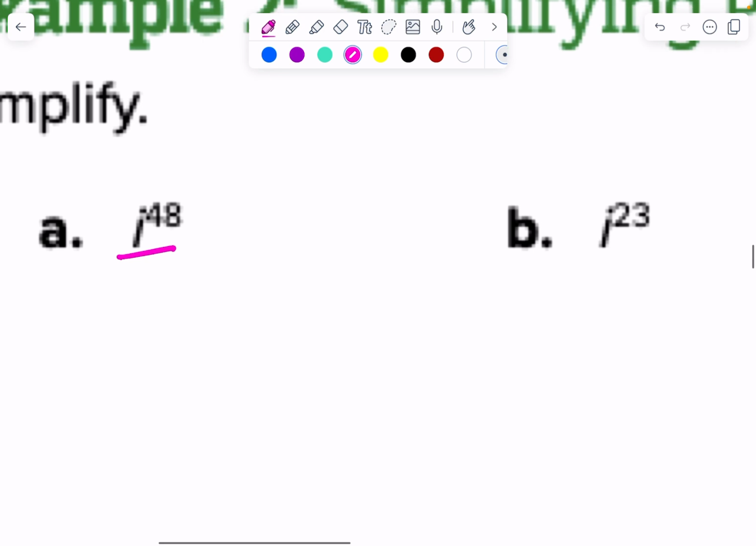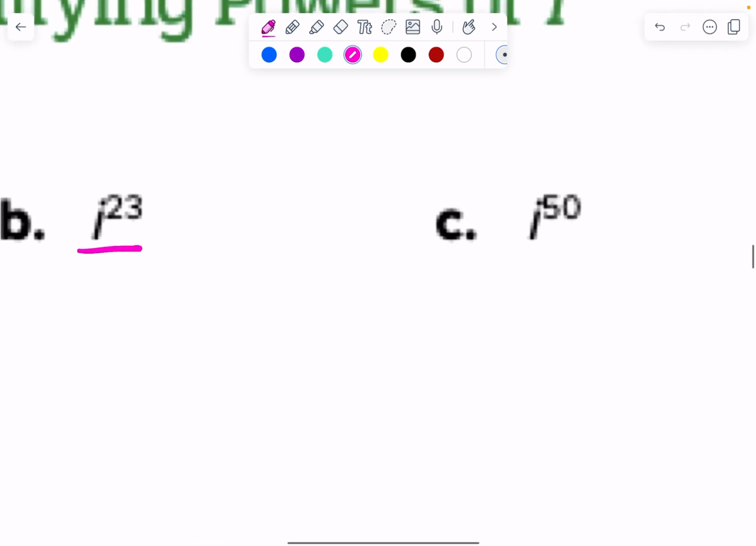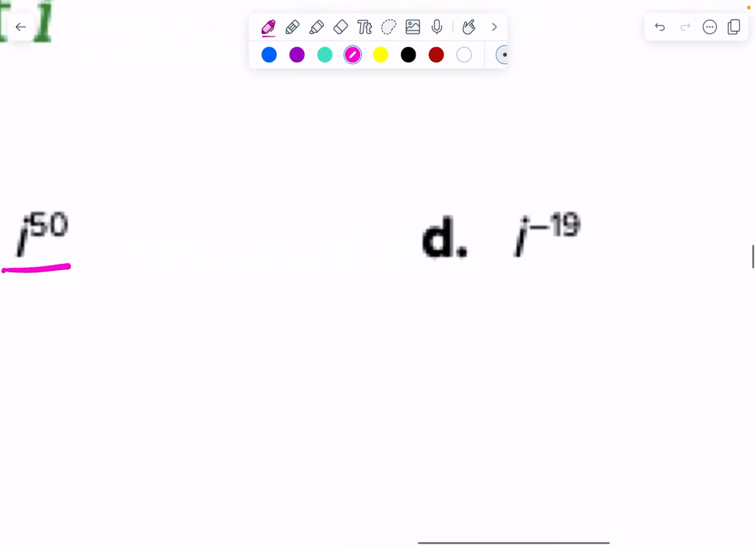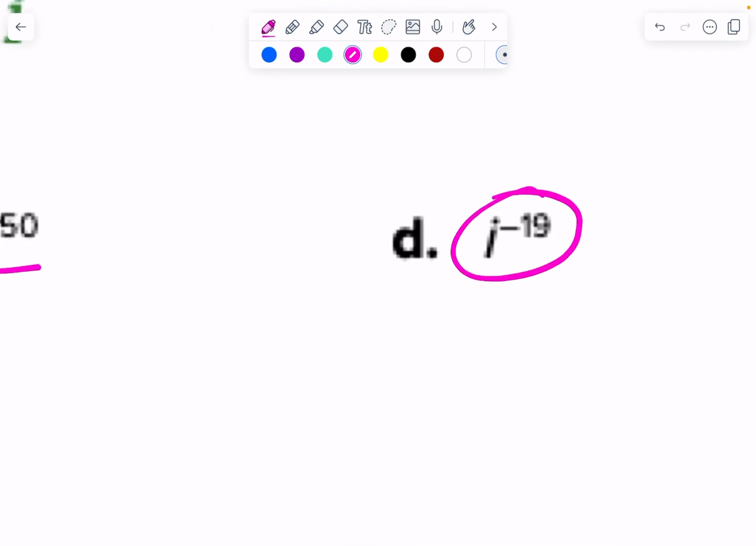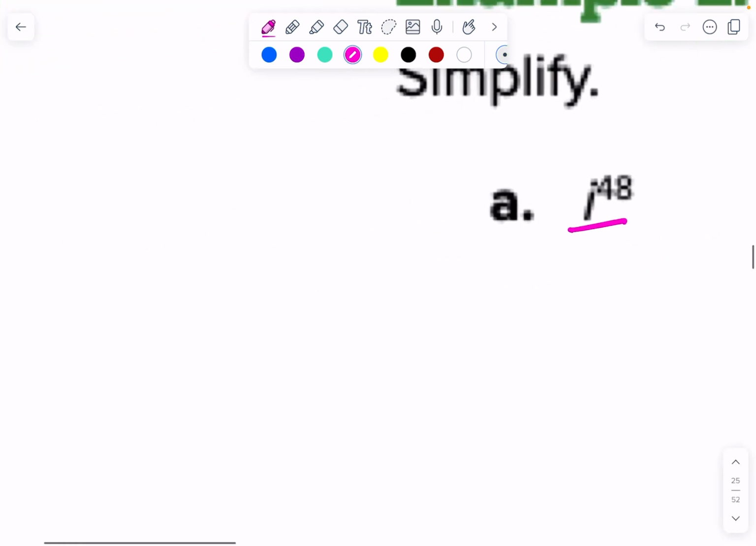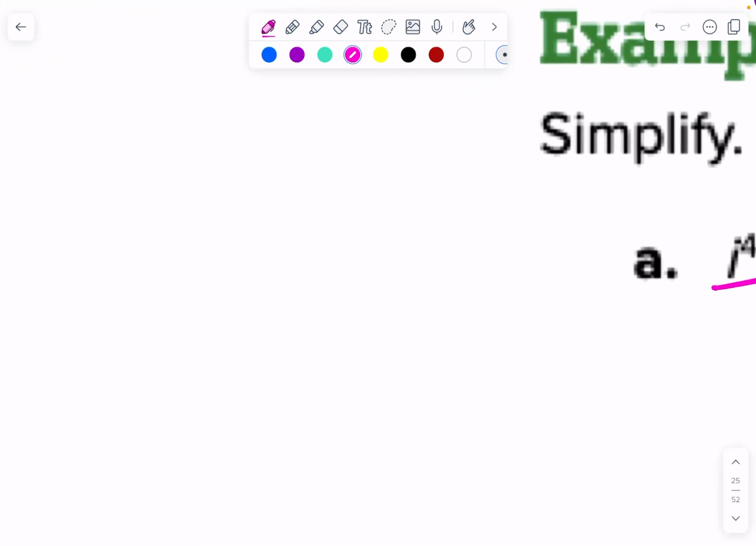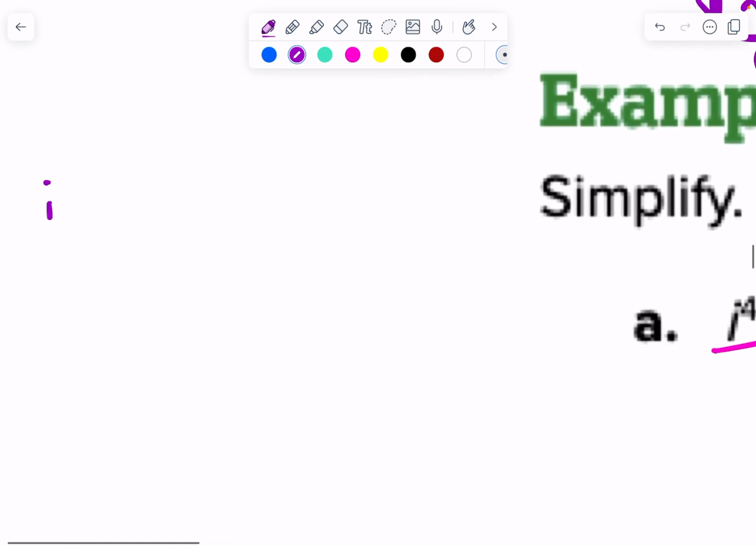i to the 48th power, and i to the 23rd power, and i to the 50th power. And then we'll talk about negatives, doing negative 19th power. But let me do this real quick. Let me have you do 4 things going on here. So let's say we make this example off to the side before we do example 2, okay? Let's say we have i to the 4th, i to the 5th, i to the 6th, and i to the 7th, okay? I want you to do that real quick for me.